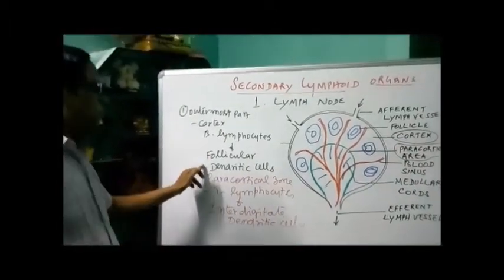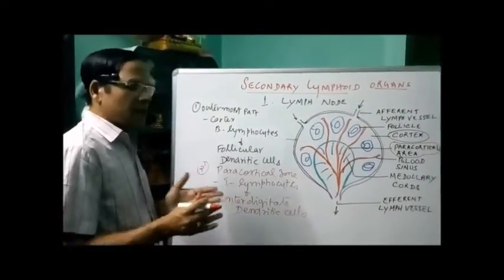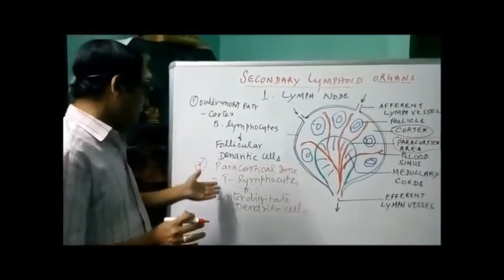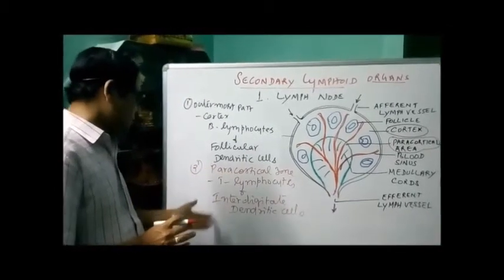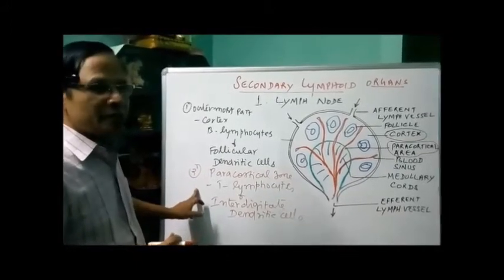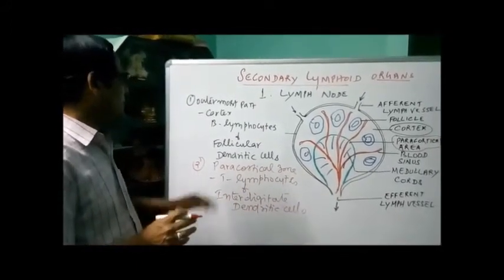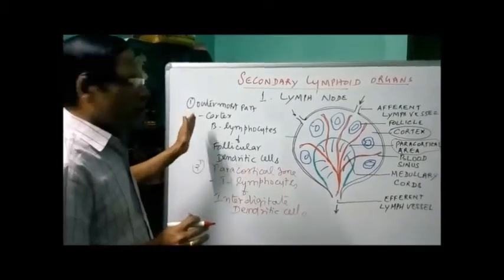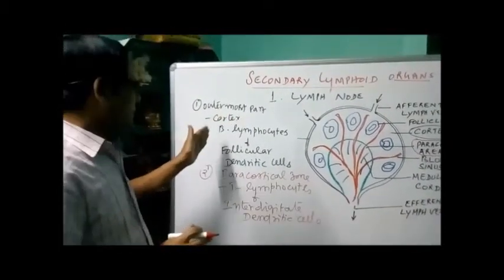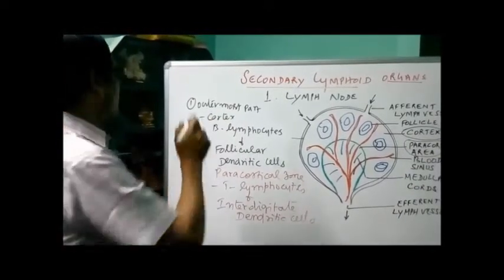Here, follicular dendritic cells are grouped just like grapes, and then interdigitate in between. So the paracortical zone contains T lymphocytes and interdigitating dendritic cells. That's why it's called the thymus dependent area, as it contains the thymocytes, or the T cells. This one is what's called the bone marrow dependent area, as it contains the B lymphocytes.